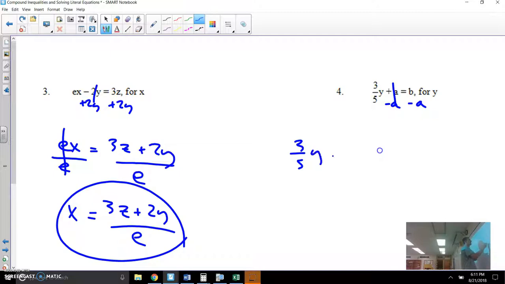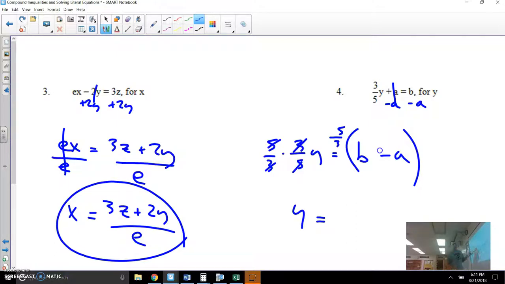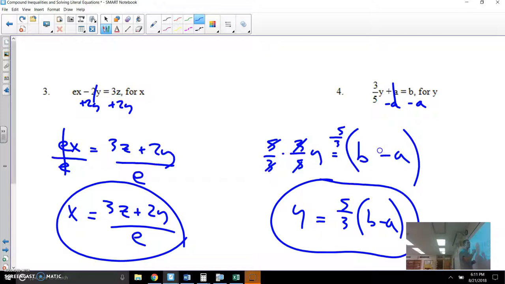Let's start by moving the a over. And today I talked about this idea of reciprocating to move a fraction. So the opposite of dividing by 5 is multiplying by 5. Well, the 3 is technically multiplying because it's in the top of the fraction, so let's divide. And so what happens is when I multiply both sides by the reciprocal, this one just kind of cancels out. Technically, you're getting 15 divided by 15. But now I just have it over here, 5/3 of whatever b minus a is. And you now have y equals.